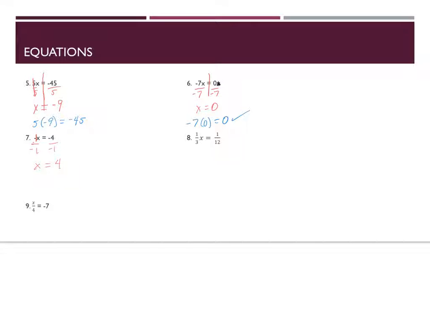When I substitute in 4, negative came as part of the problem. I plug 4 in for x. Negative parentheses 4 is the same as just negative 4, so my answer checks.